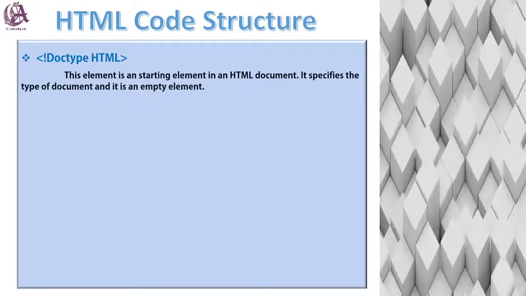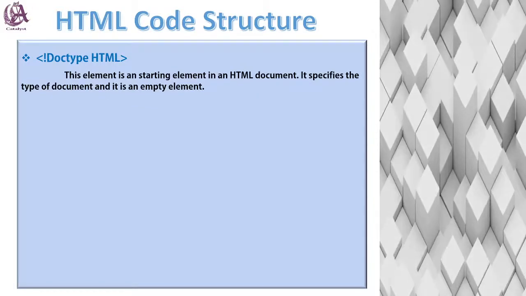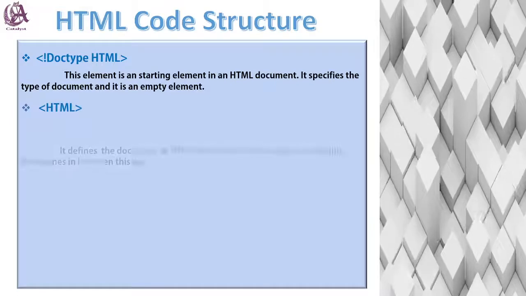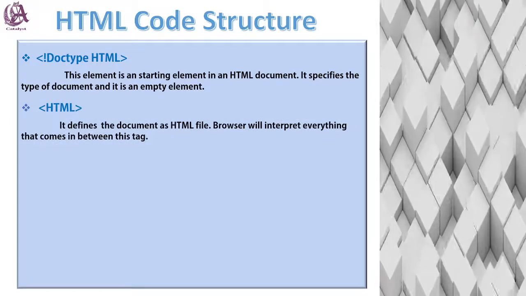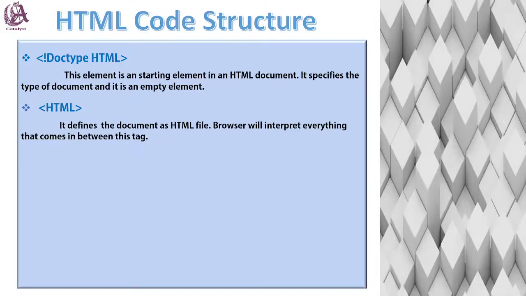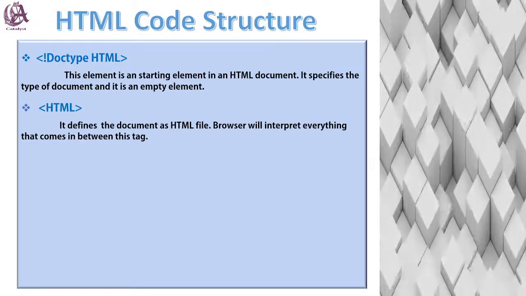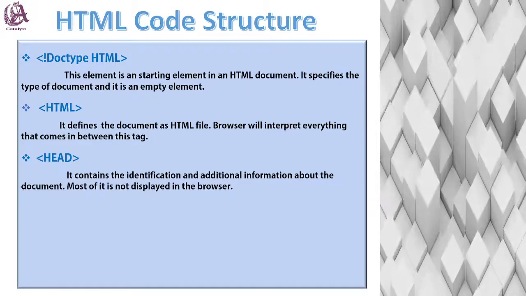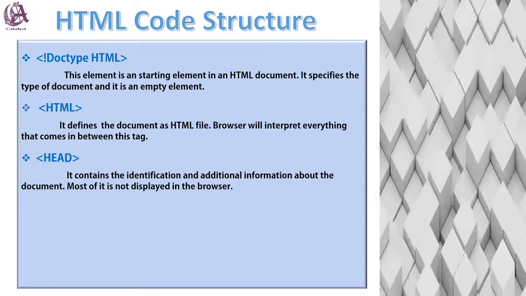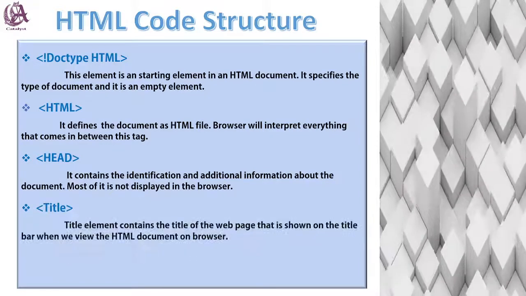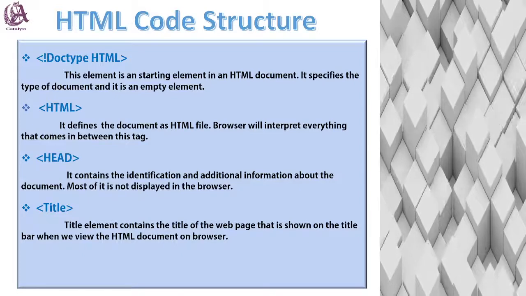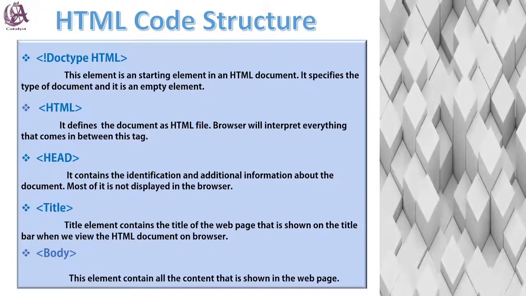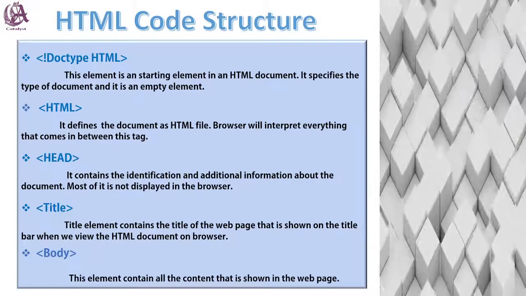So let us understand each element again one by one. The exclamation doctype HTML is an element which starts the HTML document. It specifies the type of document and it is an empty element. This also defines the HTML file. The browser is going to interpret everything you write inside this particular element, and it is going to show up on the page. The next item is the head element. It contains the identification and additional information about the document, and most of it is not displayed in the browser. The title element contains the title of the web page, and that is shown on the title bar when we view the HTML document in the browser. The body element is the element which contains all the content that is shown in the web page.